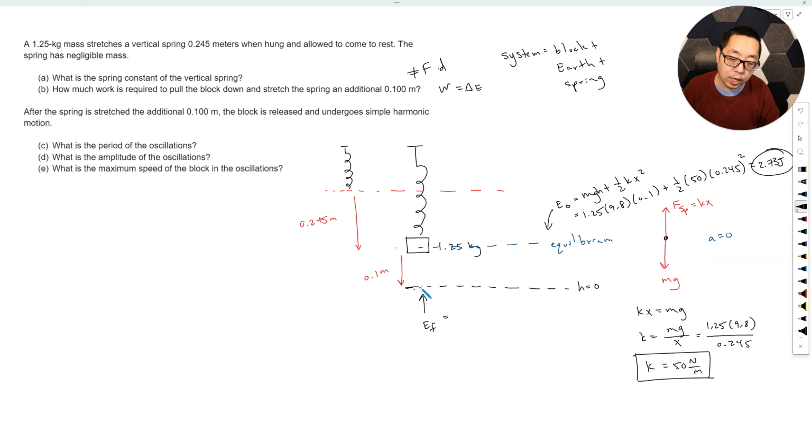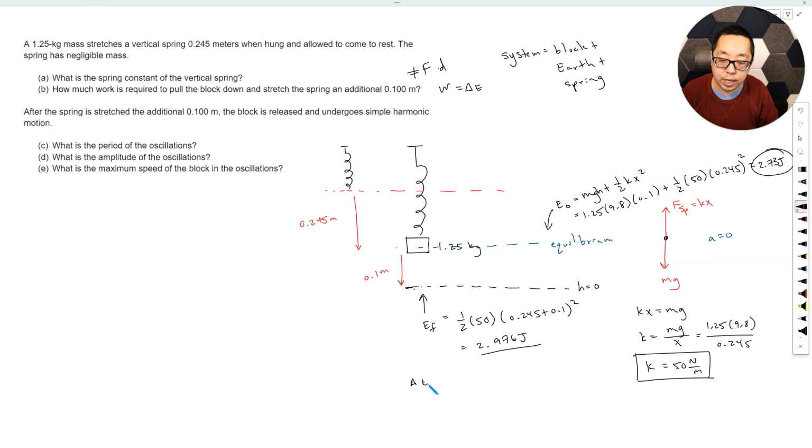Well, down here, when the block is down here, there's no gravitational potential energy. There's no kinetic energy because it's not moving. I've just pulled it down and I'm holding it there. And then we just have spring potential energy, 1/2 kx squared. How much is the spring stretched? It's the 0.245 plus 0.1, right, because we've stretched it further.